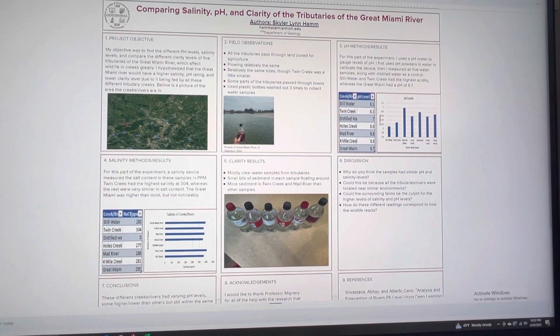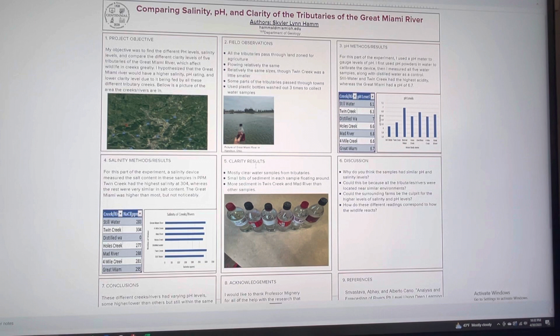Then I measured the salinity, which for this I used another meter to measure the salinity in parts per million. Most of the creeks were exactly the same, Twin Creek being the highest out of all of them, but the Great Miami River did not have the highest. It had a higher salt content, but not really notable.